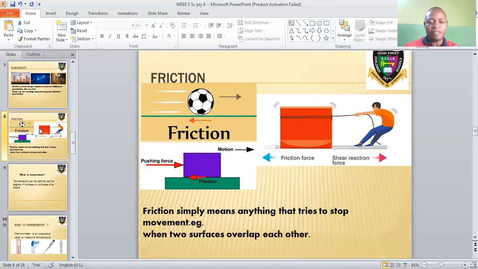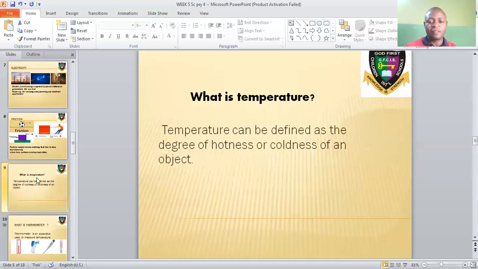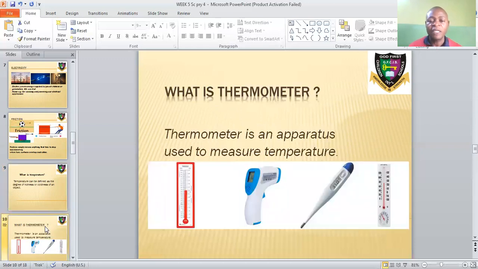Now, let's also look at temperature. We can define temperature as the degree of hotness or coldness of a body. How hot or how cold an object is. Now, how do we determine the temperature of a body or of an object? You can determine that with the use of a thermometer.